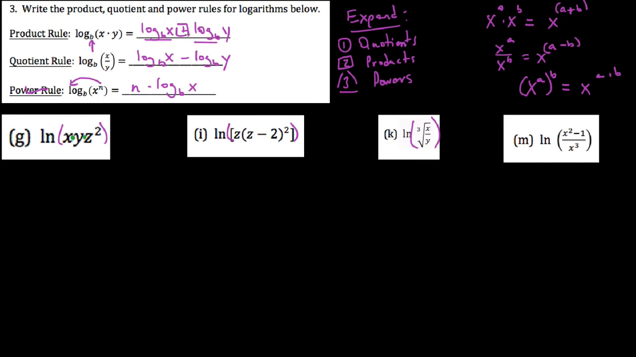In this case, to expand, we have the natural log of the first thing in the product, which is just our x, plus, instead of our multiply, the natural log of the second thing in the product, which is y. Another product implies plus the natural log of the third thing in the product, which is z squared.